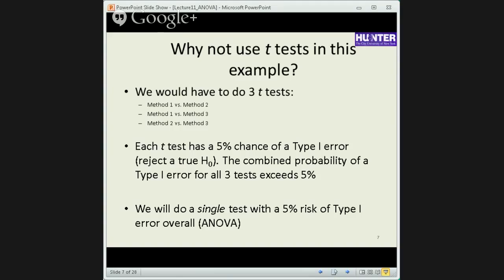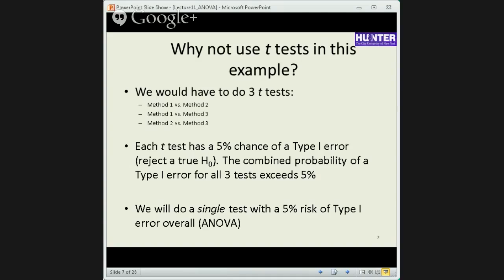So you could just use t-tests for this case. If you were going to do that, you might compare method 1 to method 2, method 1 to method 3, and method 2 to method 3. So there are 3 different t-tests that you would do.